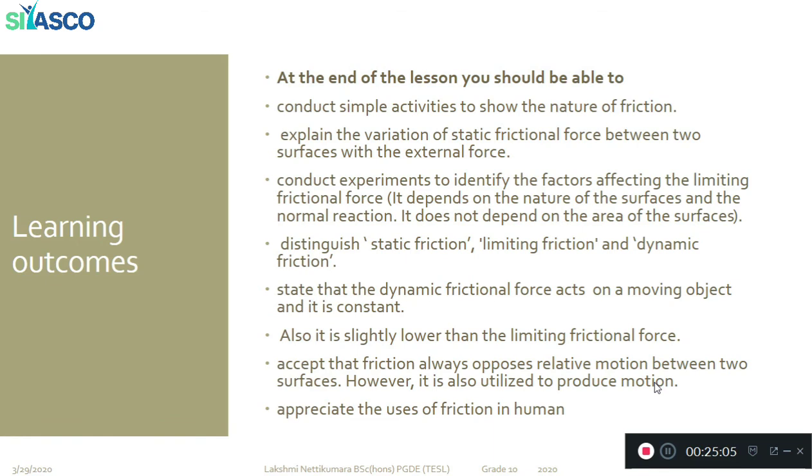You should be able to distinguish static, limiting, and dynamic frictions. State that the dynamic frictional force acts on a moving object and it is constant. And also it is slightly lower than the limiting frictional force. Now, all of us accept that friction always opposes relative motion between two surfaces. However, it is also utilized to produce motion. And all of us understood that friction is essential in certain situations, and also it is disadvantageous.